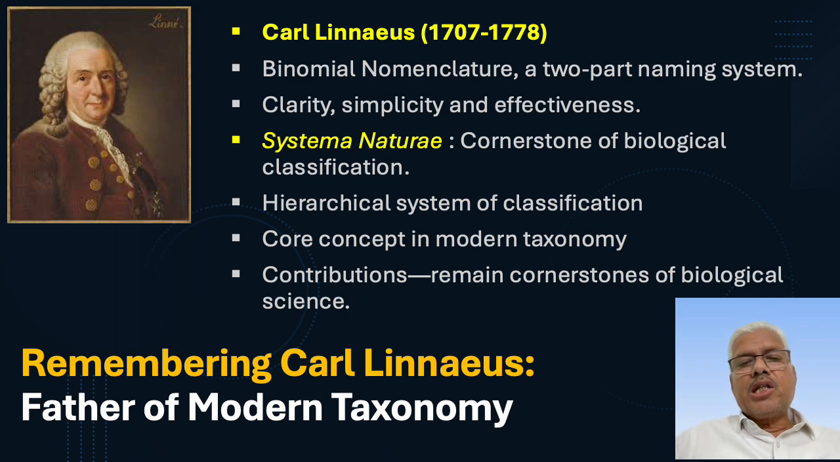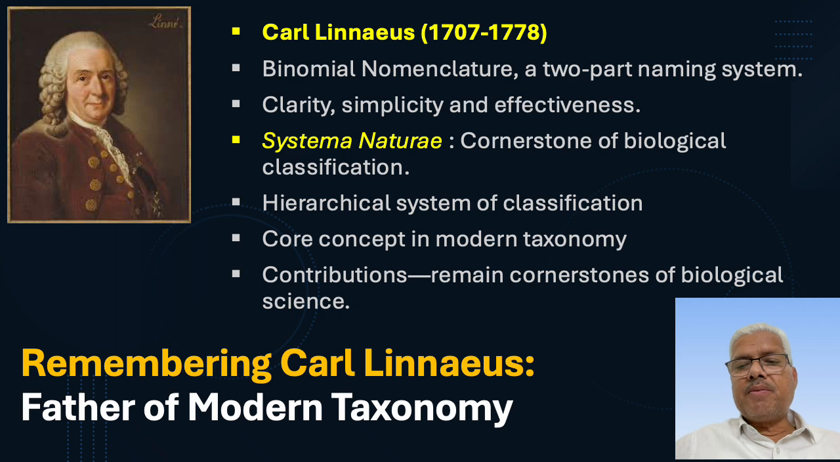Carl Linnaeus, a Swedish botanist, physician, and zoologist, is rightfully considered the father of modern taxonomy. His groundbreaking work in the 18th century revolutionized the way we classify and name living organisms. Before Linnaeus, biological nomenclature was a chaotic mix of long, descriptive names that varied from author to author, making communication and organization a nightmare.